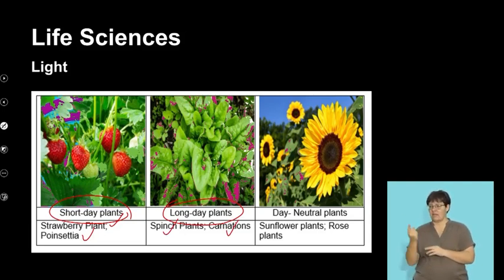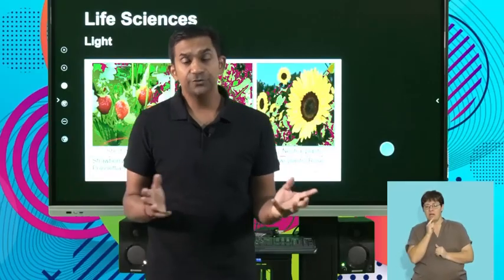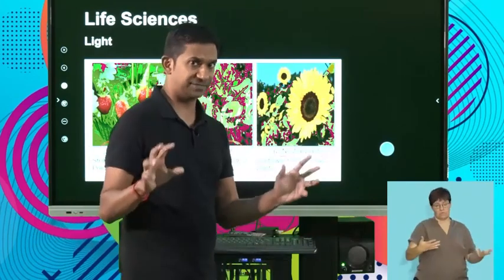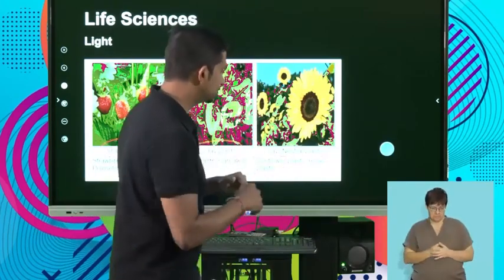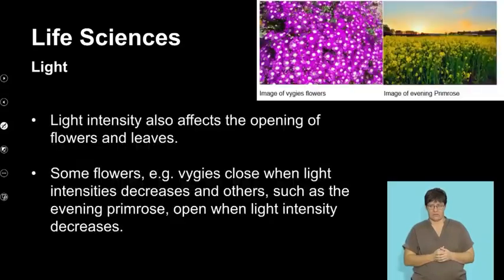However, we have our day neutral plants, for example the sunflower plants and even your rose plants, that get along through the day with whatever sunlight they're exposed to. So they are not very sensitive to sun, provided that they get most of the sun during a day, they would be sufficient in terms of producing these beautiful flowers.